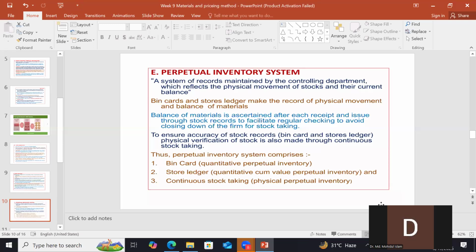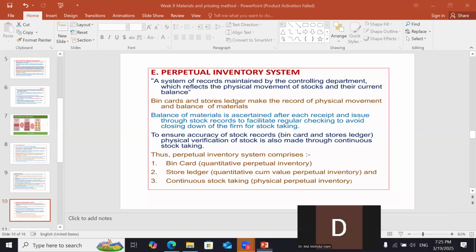Another one, the perpetual inventory system. Perpetual means every day, moment by moment, we keep a record. When you produce, you instantly record. When you issue the product, you instantly record. And these records are kept by bin card and store ledger. This is the main concept or philosophy of the perpetual inventory system.